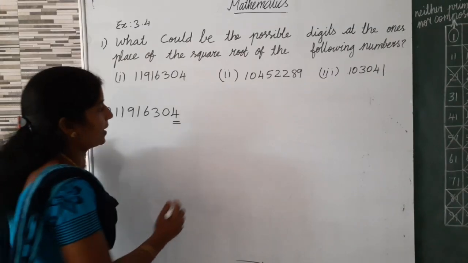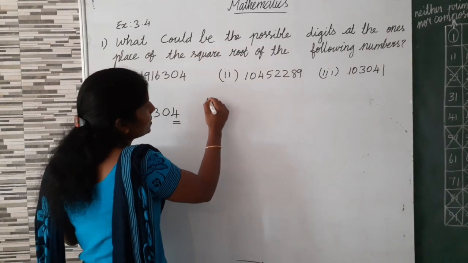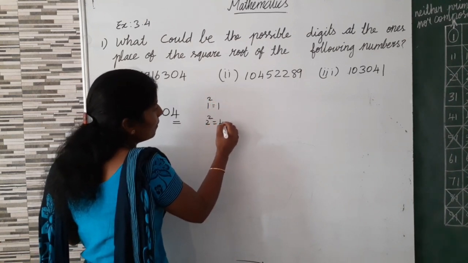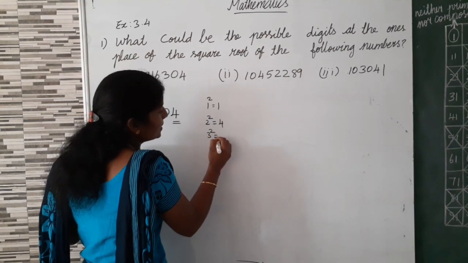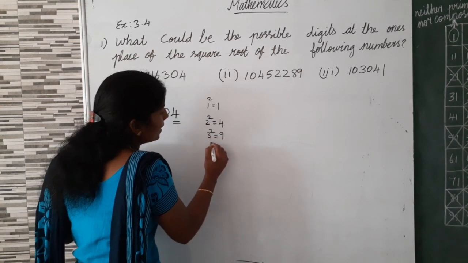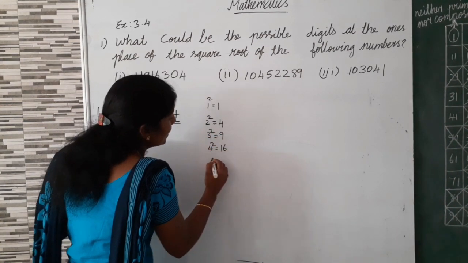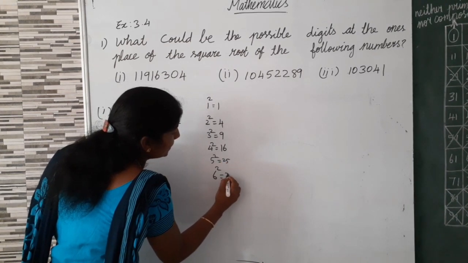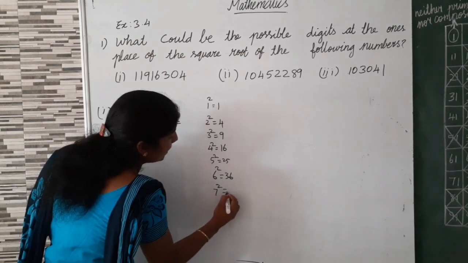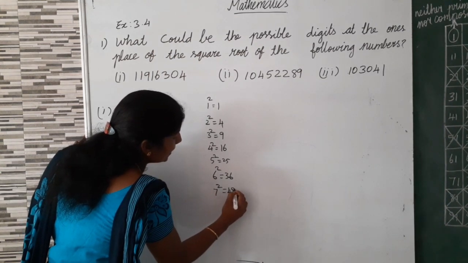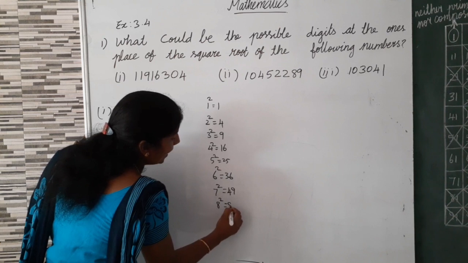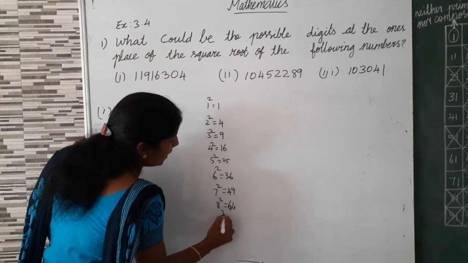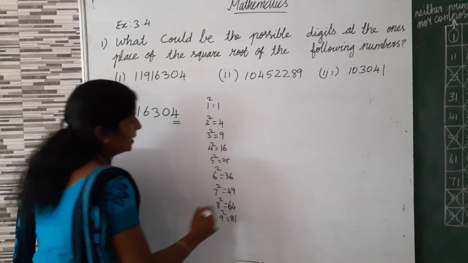How can you identify? Now listen. 1 square is equal to 1. 2 square is equal to 4. 3 square is equal to 9. 4 square is equal to 16. 5 square 25. 6 square 36. 7 square, 7 sevens are 49. 8 square, 8 eights are 64. 9 square 81, isn't it?